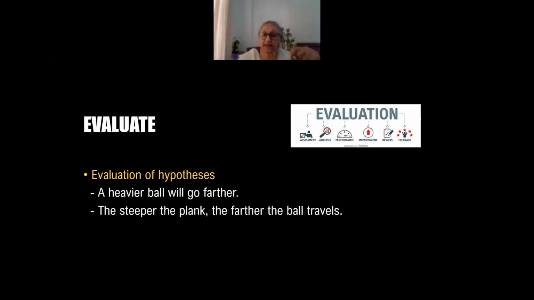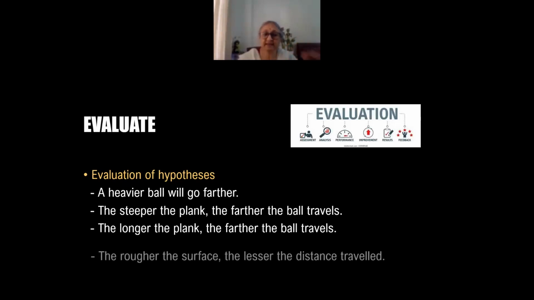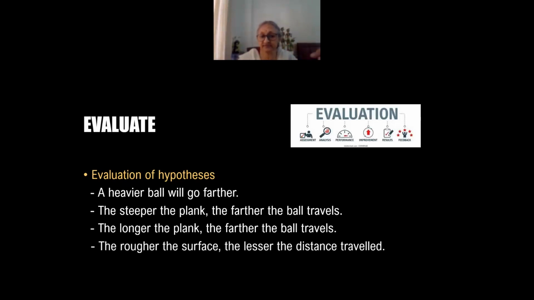The steeper the plank, the farther the ball travels. All right. The longer the plank, the farther the ball travels. This is how they have evaluated their data and evidence and arrived at this conclusion. The rougher the surface, the lesser the distance traveled.